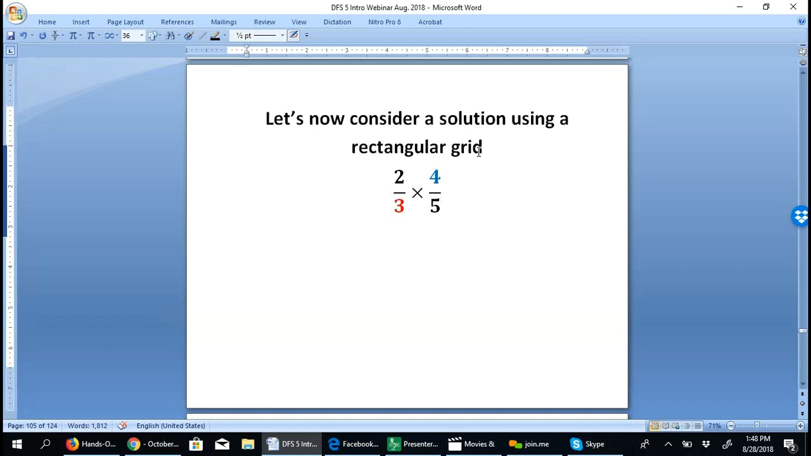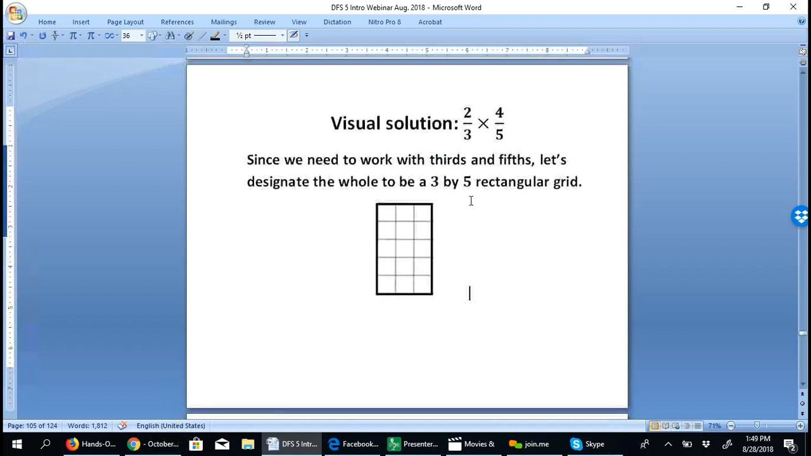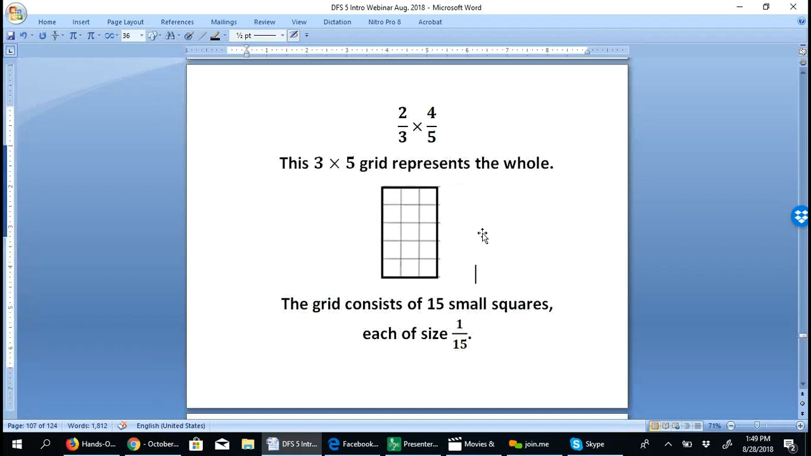Let's now show a solution using a rectangular grid. We need 2/3 of 4/5. When we use a rectangular grid, we look at the denominators 3 and 5, and that tells us we need a 3x5 grid. Now we know that 4/5 is the multiplicand. This 3x5 grid has 15 boxes. Each small box is 1/15.